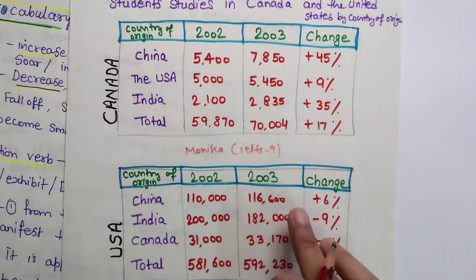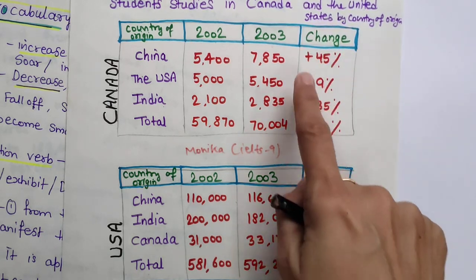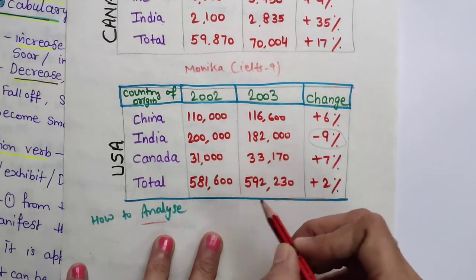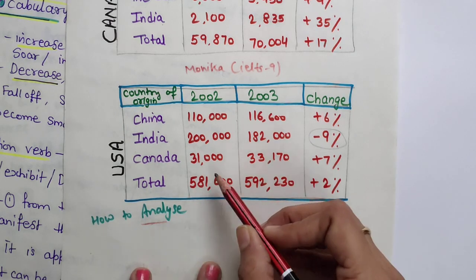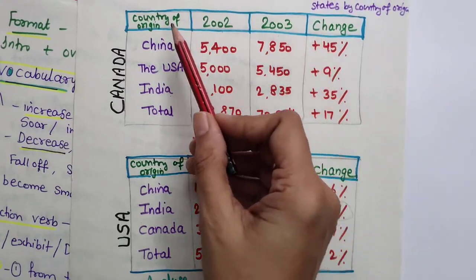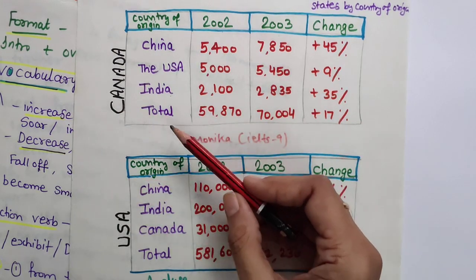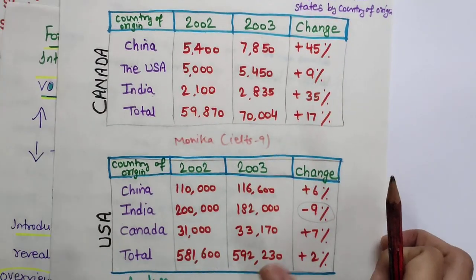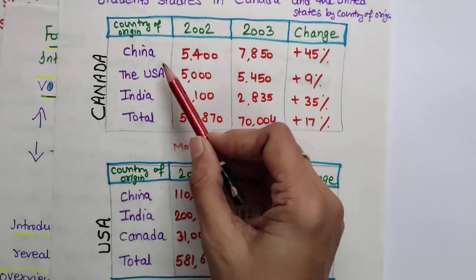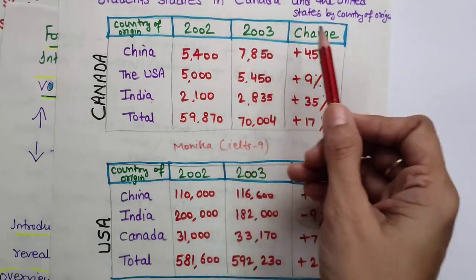What can you see, what can you notice? I can notice that all percentages are in plus, but here 1% is in minus. I am telling you how to read the table or chart in any task 1. First I noticed there are 4 columns, and the names of these tables are Canada and US. So they are talking about Canada and US universities, and international students are there. There are 2 years: first is 2002, then 2003, and the change.